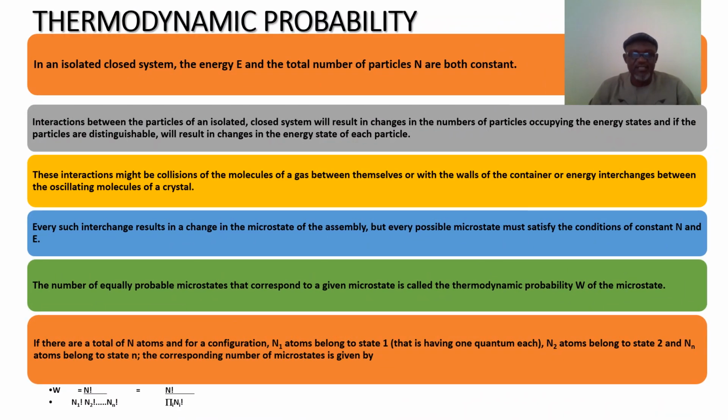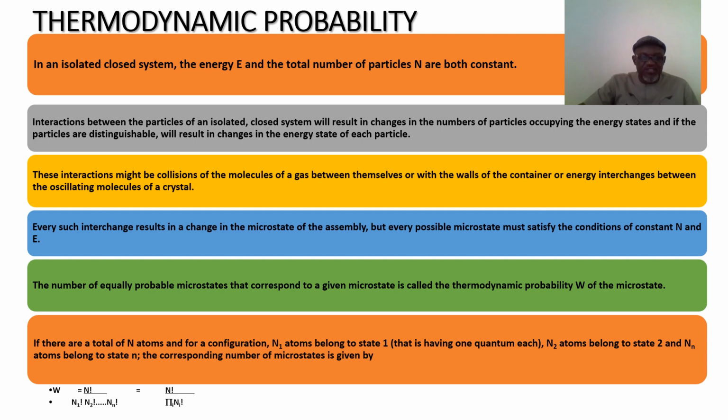Now, in an isolated fluid, the energy and the total number of particles are both constant. Interactions between the particles of an isolated closed system will result in changes in the numbers of particles occupying the energy states. If the particles are distinguishable, this will result in changes in the energy state of each particle. These interactions might be collisions of the molecules of the gas themselves, or with the walls of the container, or energy interchange between oscillating molecules in a crystal. So we're looking at either a gas or a solid.